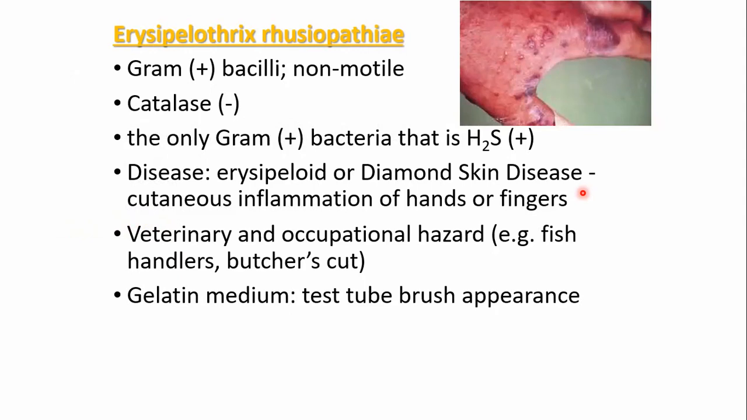Erysipelothrix rhusiopathiae is a gram-positive, non-motile bacillus. It is catalase test negative. As I mentioned, this is the only gram-positive rod that is H2S positive. This bacteria is the causative agent of erysipeloid, otherwise known as diamond skin disease. It is a cutaneous inflammation of the hands or fingers that is acquired usually in animal handling. This is an occupational hazard among occupations which involve animal handling, like veterinarians, fish handlers, and even butchers. In the nutrient gelatin medium, it shows the characteristic growth pattern, test tube brush appearance, because of its gelatinase enzyme production.